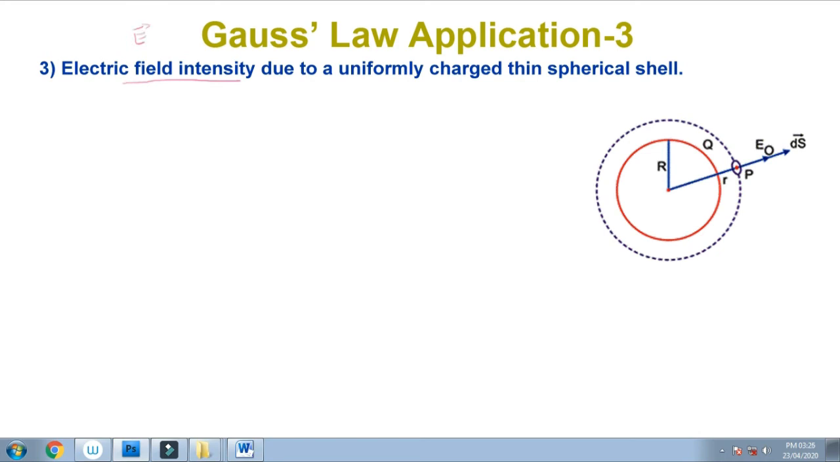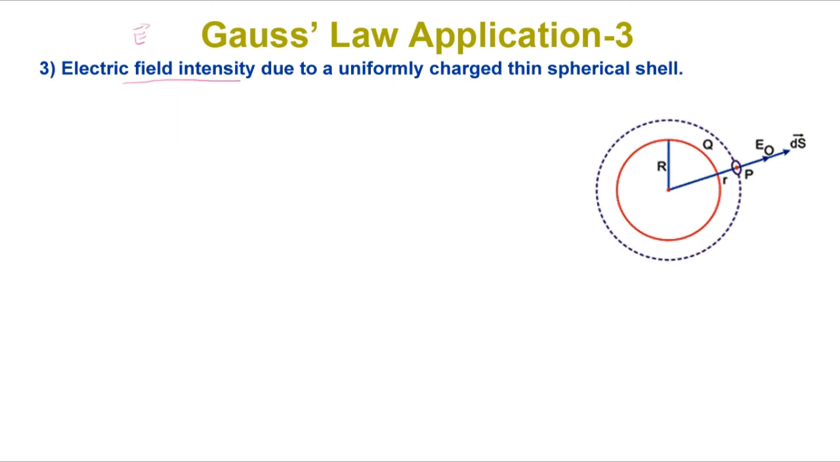Here we have considered a hollow spherical shell. This red line is the shell. From the center up to the surface of the shell, capital R is the radius, and this dotted line is the Gaussian surface. Just we assumed the Gaussian surface.